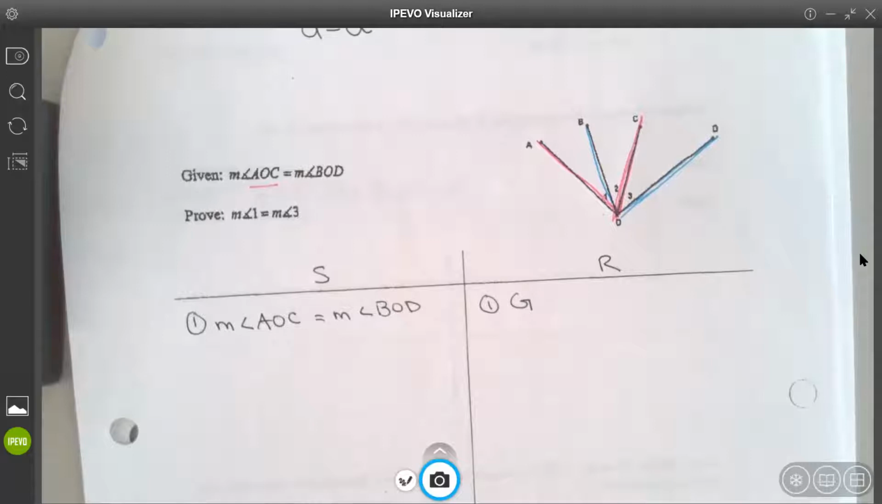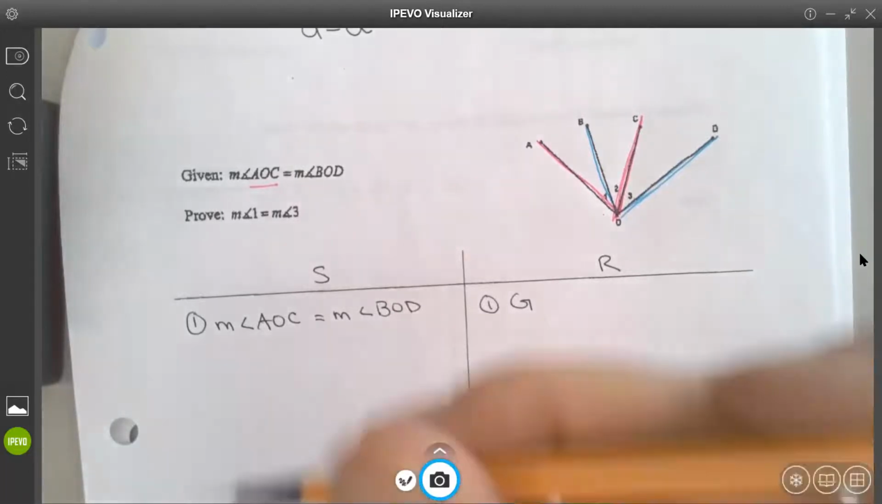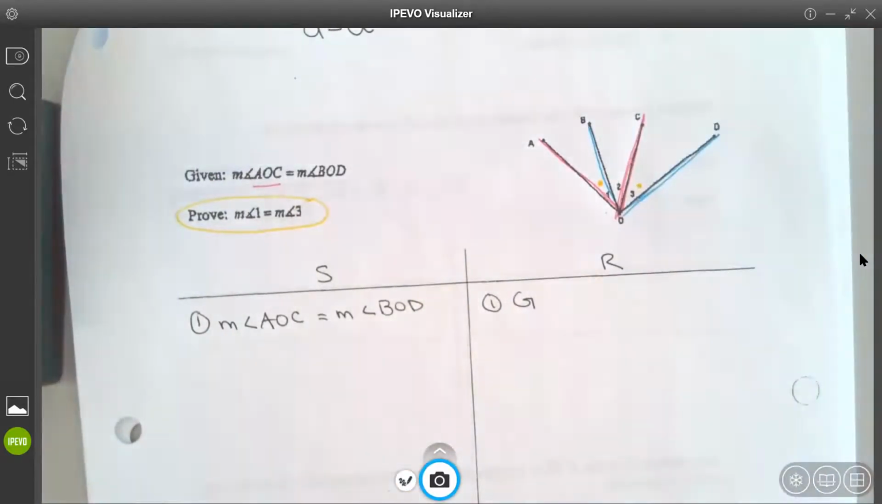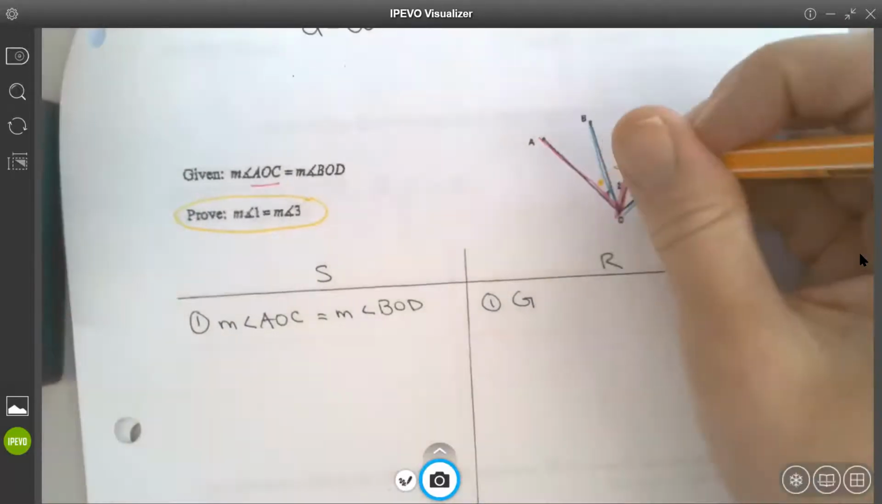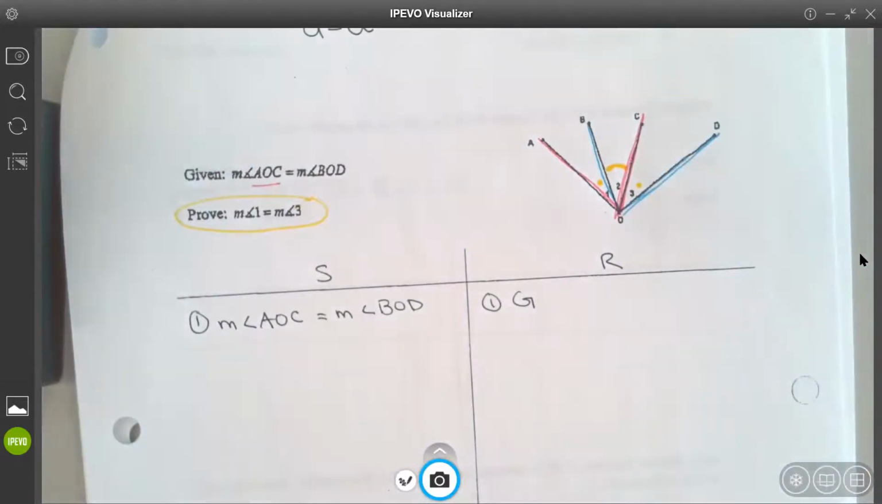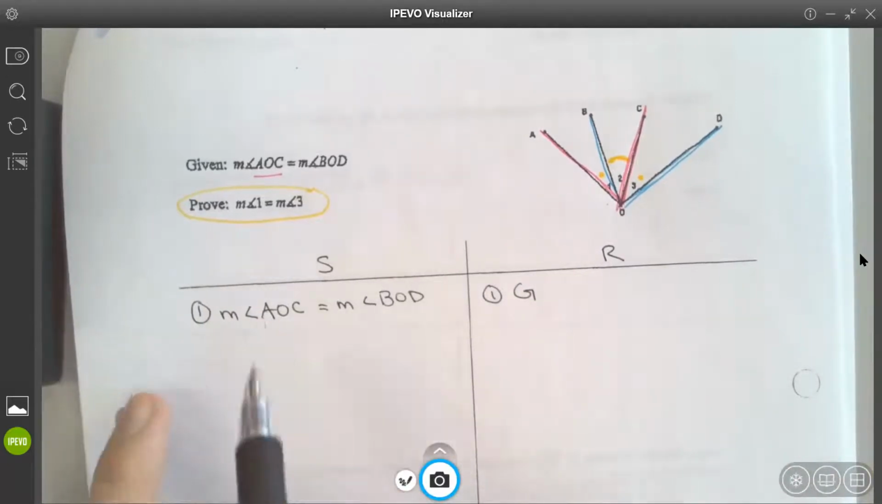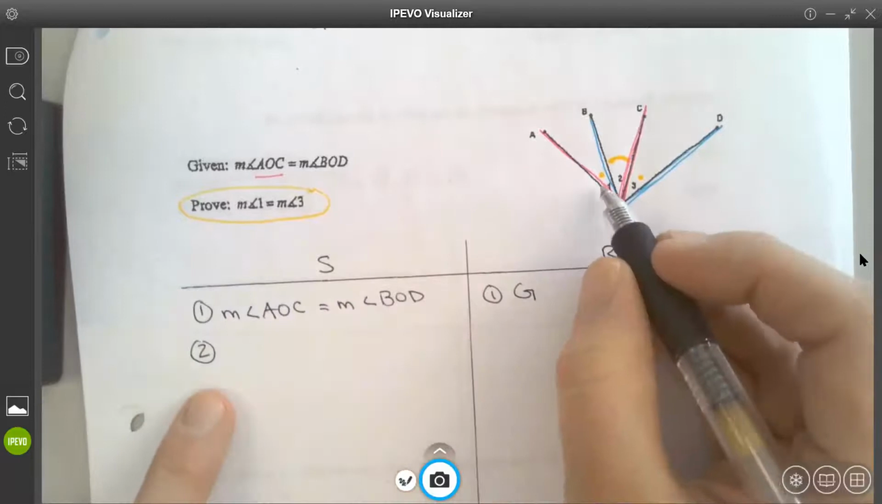But before I do that, what do I want to prove? That the measure of angle 1 equals the measure of angle 3. Would it make sense that 1 and 3 are equal in measurement? Yeah, because all that's between them is angle 2. If these two angles are the same, I take angle 2 out of both of them, and this must be the same amount left behind. I can see that, but I need to write it. So what I need to do is get rid of angle 2. I know that AOC is equal to 1 plus 2.